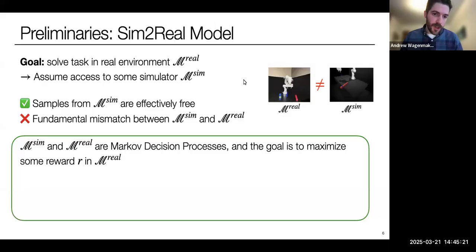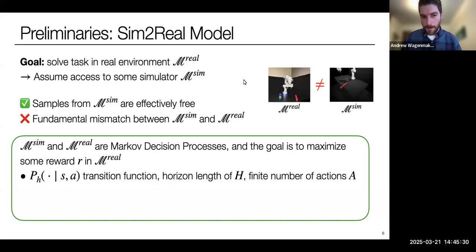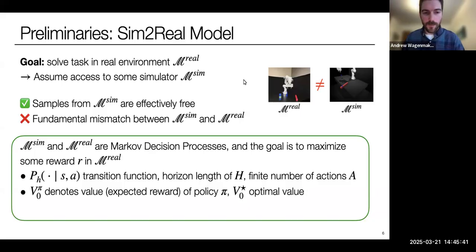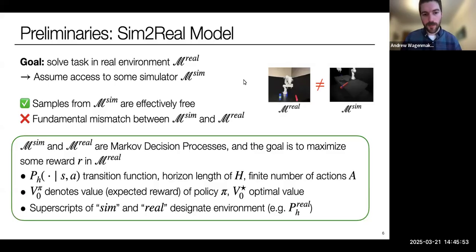Okay, we'll assume also that M sim and M real are Markov decision processes. And the goal formally then is to just maximize some reward R in M real. We'll denote by P the transition function. We'll denote by H the length of the horizon, which we assume is finite. And we'll assume that there's a finite number of actions, which we denote as A. And then, standard in RL, we'll let V pi denote the value function, and V naught pi the expected reward of policy pi, and V naught star the value of the optimal policy. And also just throughout, I'll be using superscripts of sim and real to designate which environment something corresponds to. For example, P real corresponds to the transitions for real.